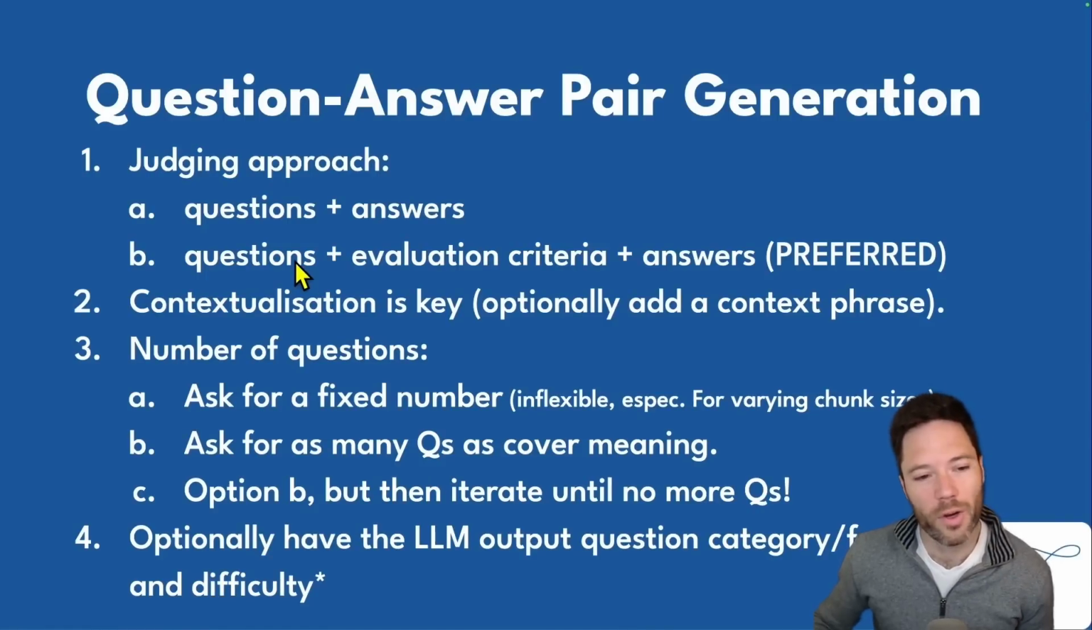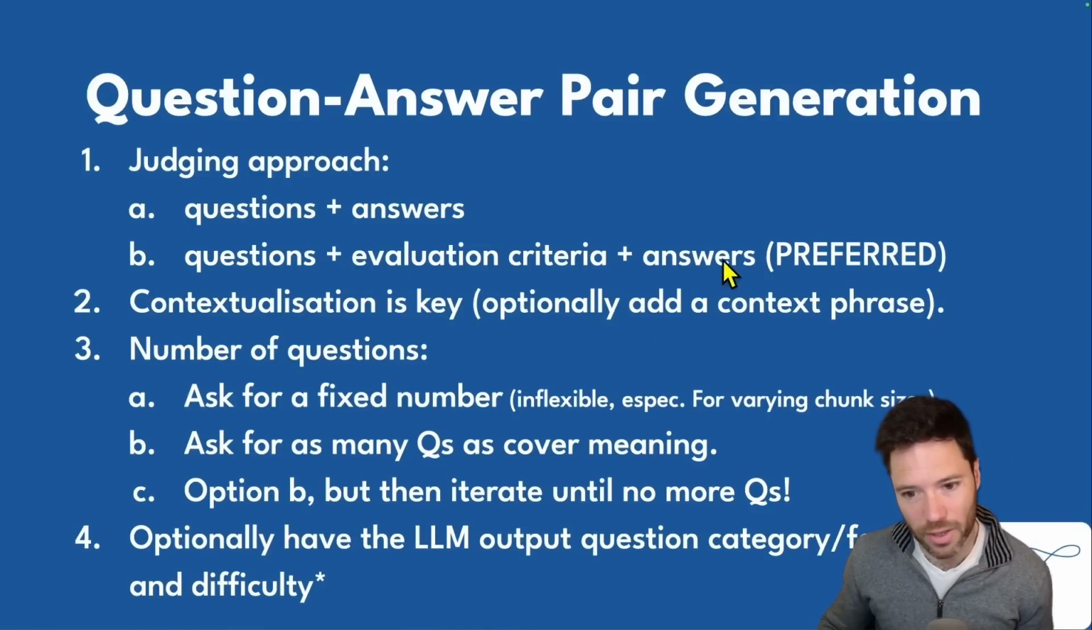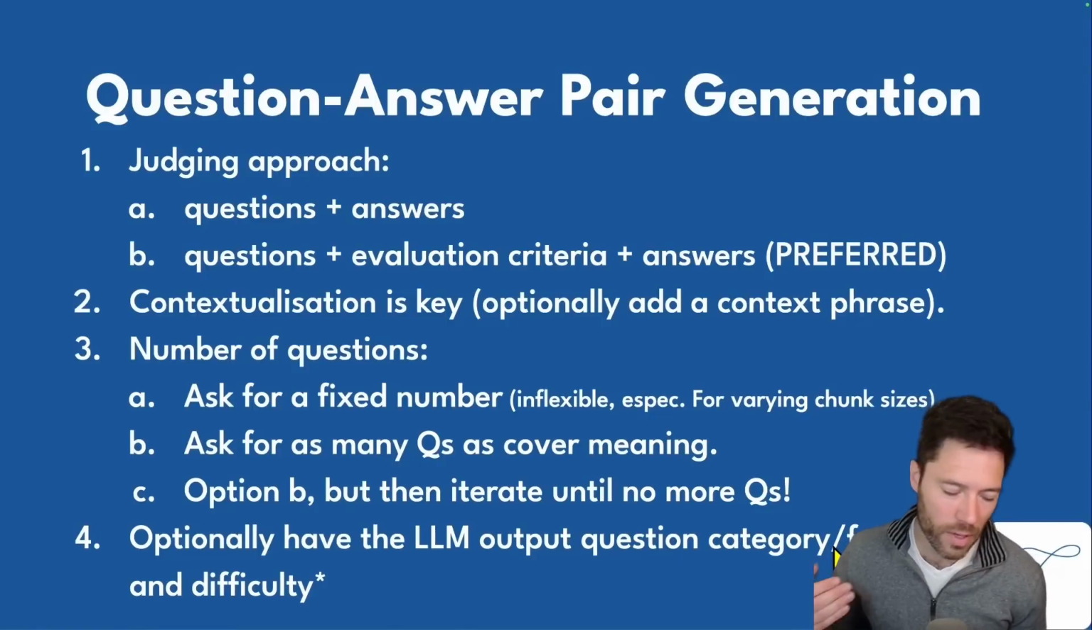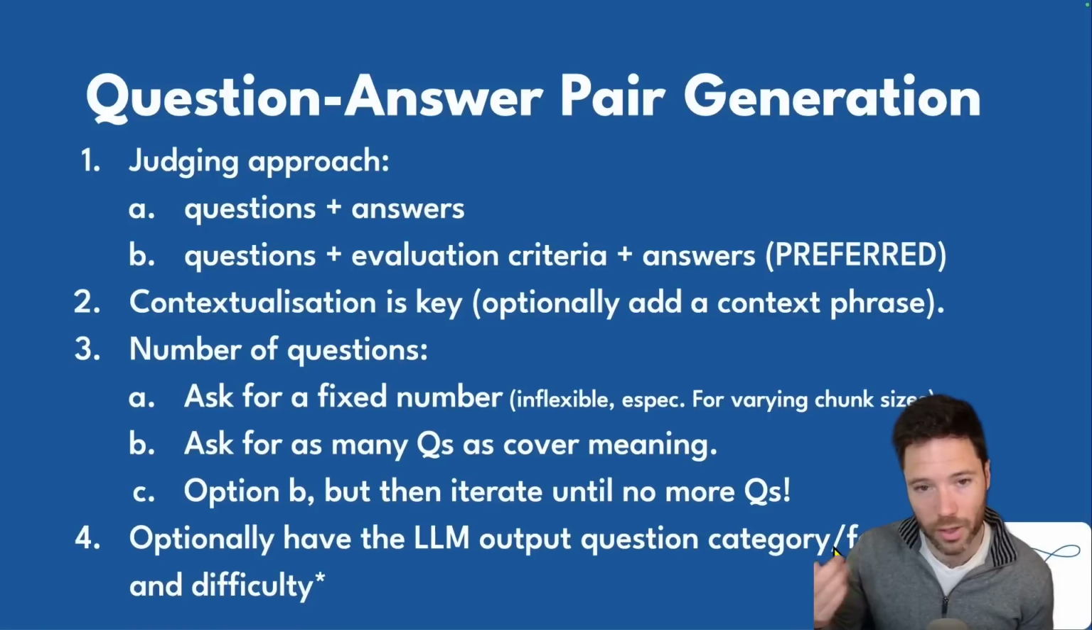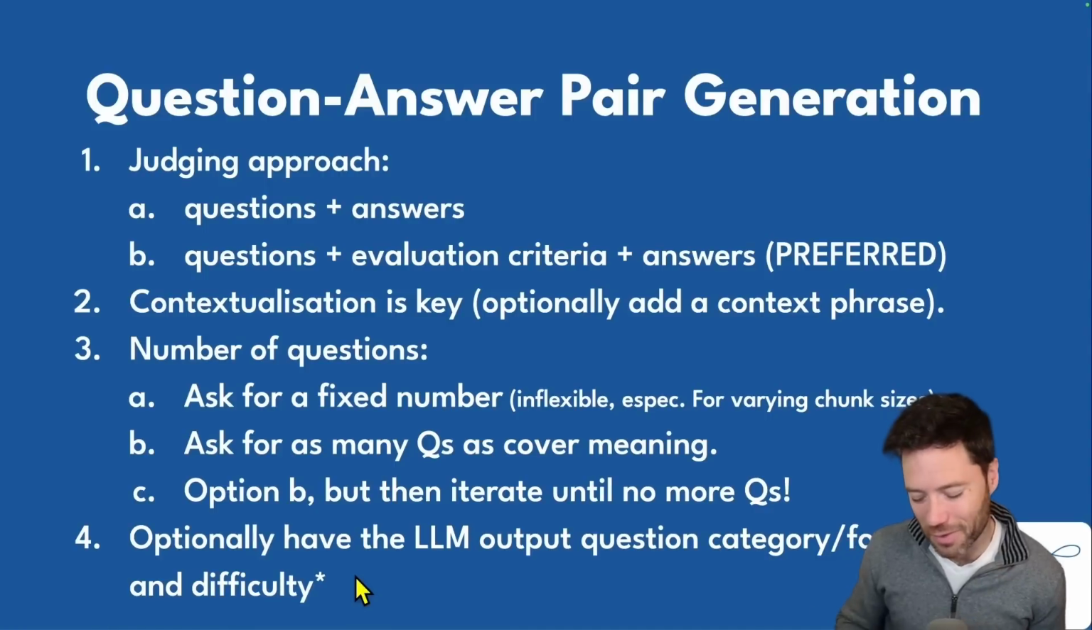Okay, now I've talked about generating questions and answers, whereas actually what I meant was generating questions, eval criteria, and answers. But actually, we're also going to generate a question category, which is going to help us determine whether it's a reasoning or a fact-based question. And we're also going to have the LLM try and estimate the difficulty of the question.